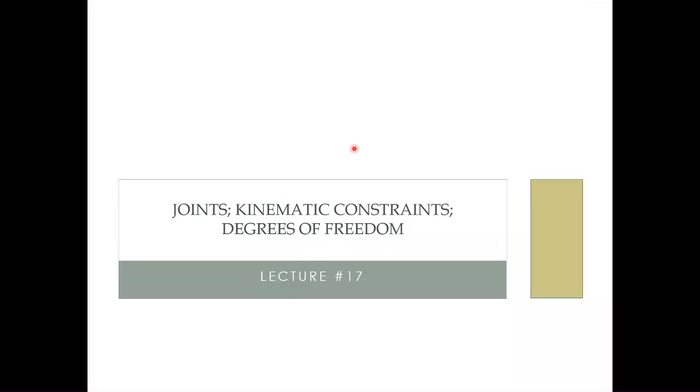Now in 2D, we start with 3 degrees of freedom per rigid body. Do the numbers 6 for 3D and 3 for 2D make sense? Yeah? So 6 would be 3 rotations and 3 translations, and 3 in 2D would be 2 translations and 1 rotation. So remember that.